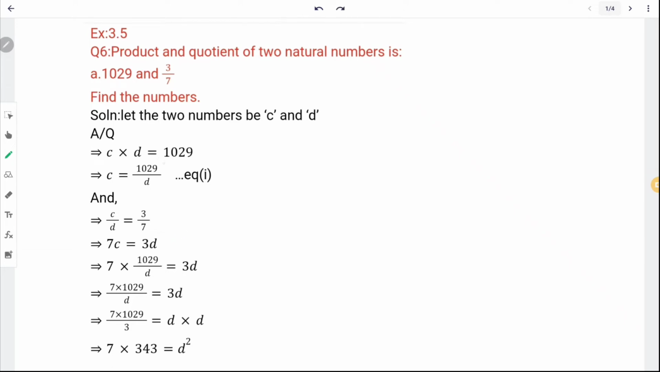Now we can already see that C is equal to 1029 by D from equation 1. So replacing C with 1029 by D, we do the multiplication, and in the next step we send this D up here, cross multiplication, and this 3 goes down to the denominator. So you can already see D is here, and 3 went down to the denominator. Now let's divide 1029 by 3. 3 1s are 3, 3 3s are 9, 3 4s are 12, 3 3s are 9. So when I divide these two, we get 343. So we're going to have 7 into 343, and then D into D is simply D square.